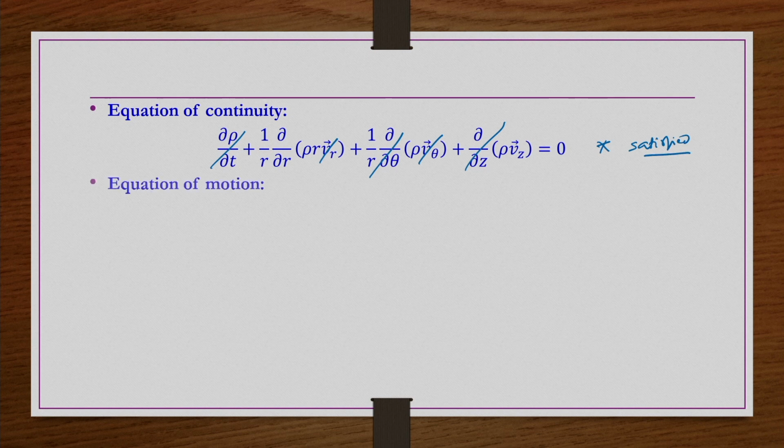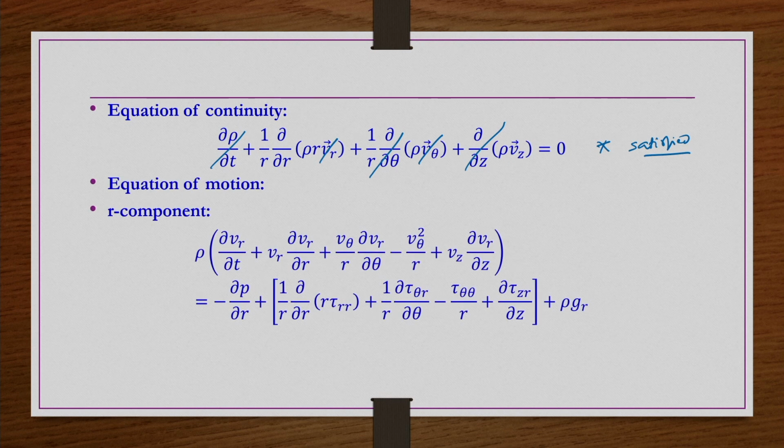Okay. Next, the r component of the equation of motion we have written here. Steady state, so this term is 0. Vr is not existing, V theta is not existing or very small, and dou by dou theta of anything is 0 because of the symmetry. Vz is existing, but because of the fully developed flow, dou by dou z of anything is 0. So, that last term is cancelled out. On the left-hand side, all the terms have been cancelled out.